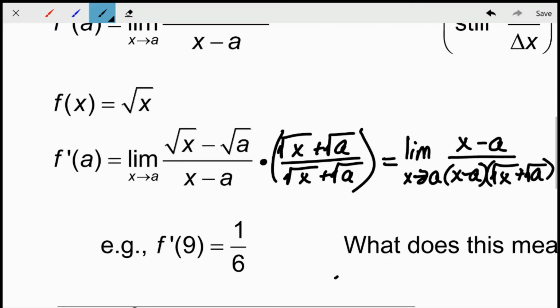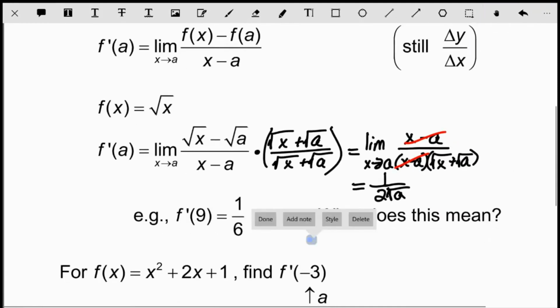Okay, and then you can see the x minus a's are going to cancel out. And then essentially what I have here, when I take the limit as x approaches a, is 1 over 2 times the square root of a. And from there, now if I want the derivative at some particular a value, like if I want f prime at 9, I plug the 9 in for the a, and you can see you get 1/6.